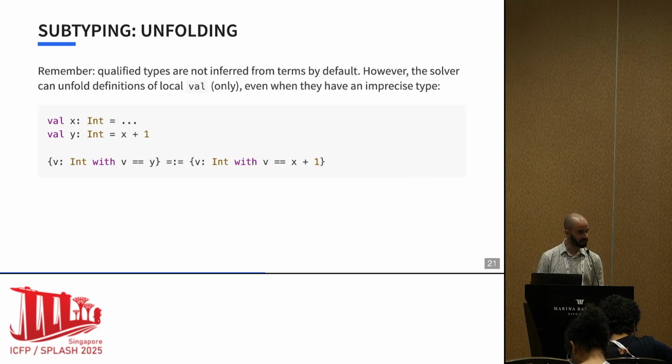But if you use it in a subtype check, the solver will actually be able to see the definition because it's a local val and to unfold it. So it will derive that y and x plus 1 are actually the same thing. And I think this is crucial so that you don't need to write these explicit types everywhere, but instead they can be recovered from the definitions.